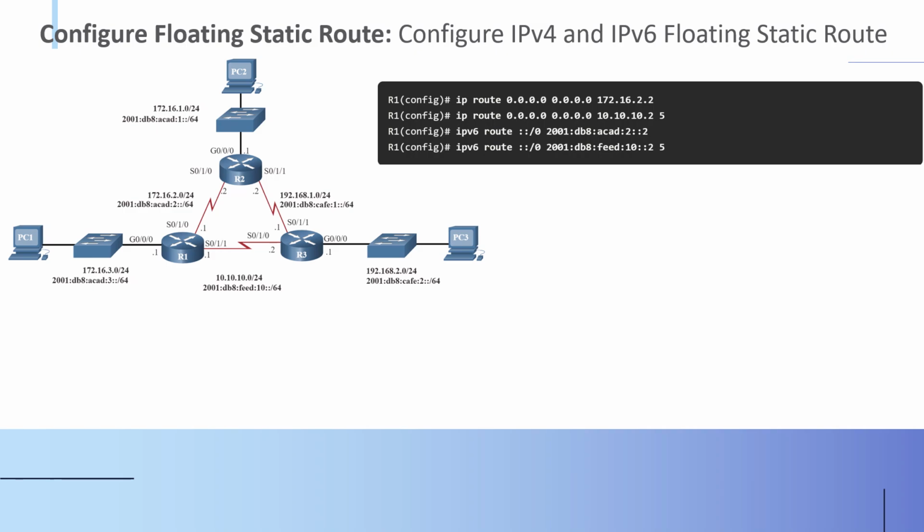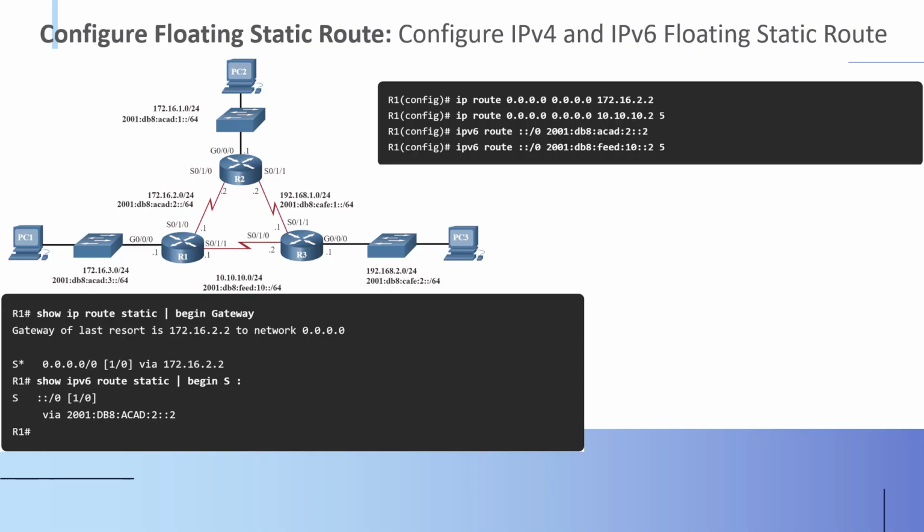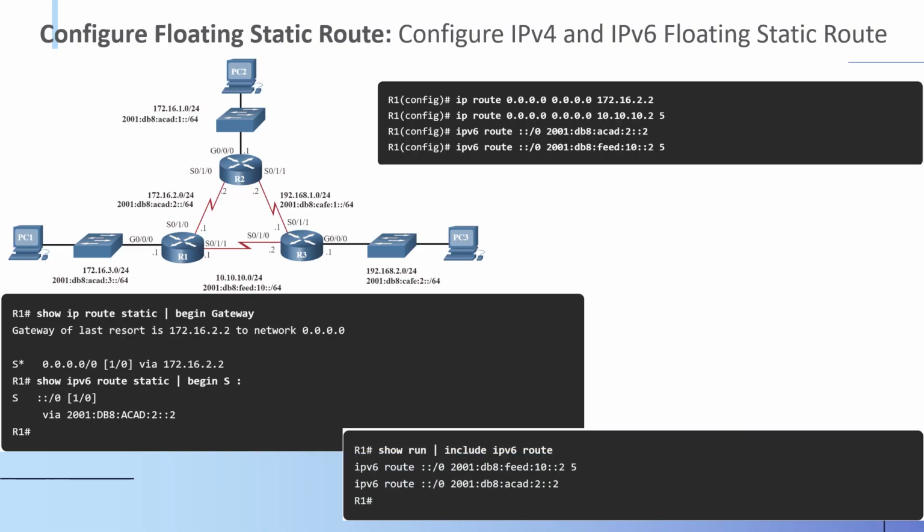And therefore the route floats and is not presented in the routing table unless the preferred route fails. So by using the commands show ip route and show ipv6 route, we verify that the default route in router 2 is installed in the routing table for both networks. But you can see that the IPv4 floating static route to router 3 is not presented in the routing table.